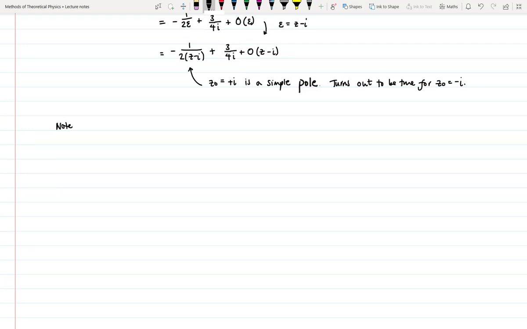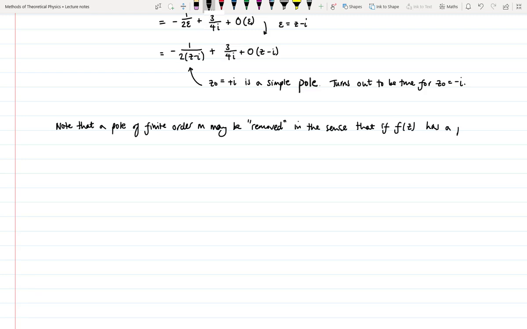Next, note that a pole of finite order M may be removed in the sense that if f of z has a pole of finite order M, then the new function we define, g of z, as f of z, the one with a pole of order M, but then multiplied by z minus z naught to the M, well, this function is going to be analytic.